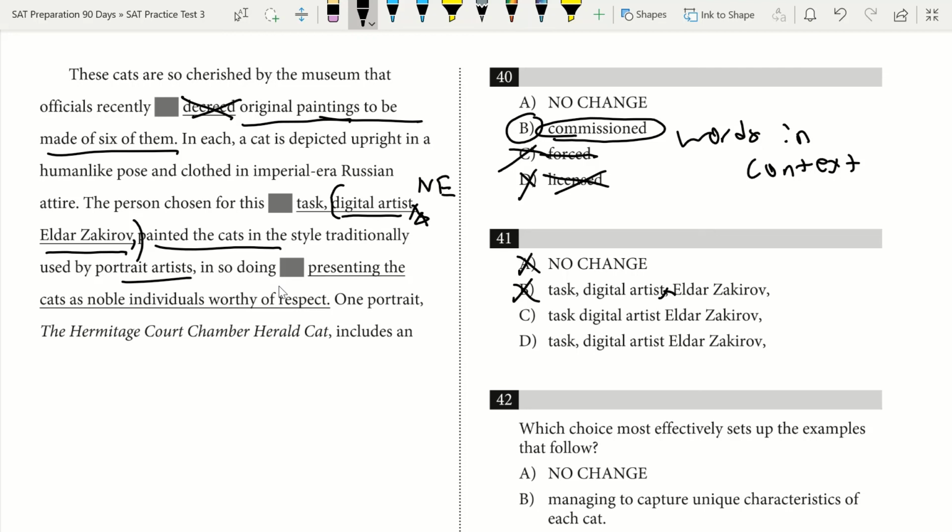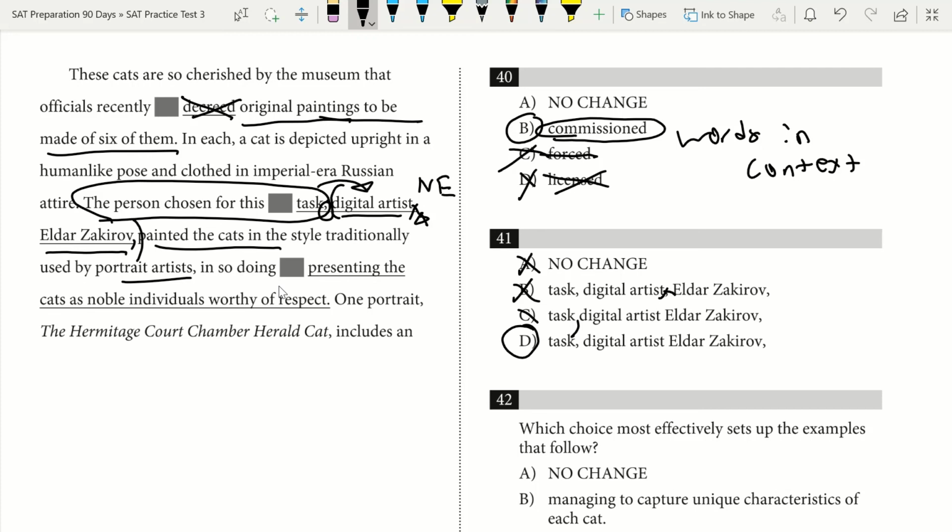I can get rid of A because there's a comma there. And now I see I'm between C and D. I need a comma before digital artist because the person chosen for this task is an introductory modifier that needs to be describing that noun phrase, digital artist Eldar Zakharov. So if I have an introductory modifier, I need to have a comma after it. Okay, there's no way around that. So I have to have that comma after it. So my answer for 41 has to be answer choice D.